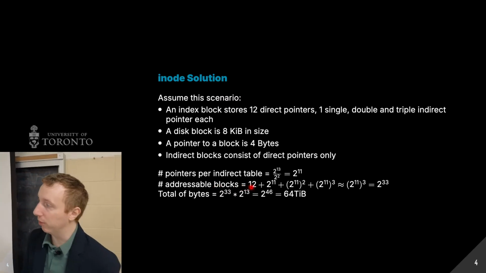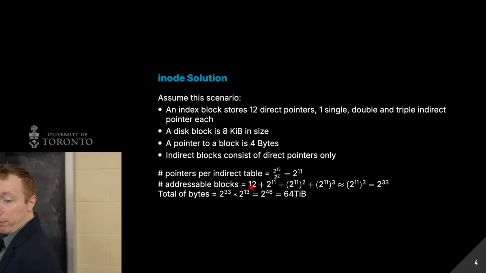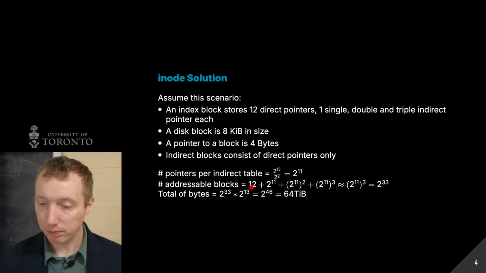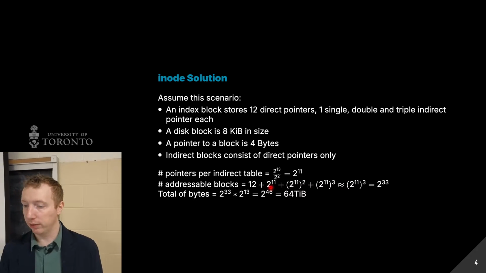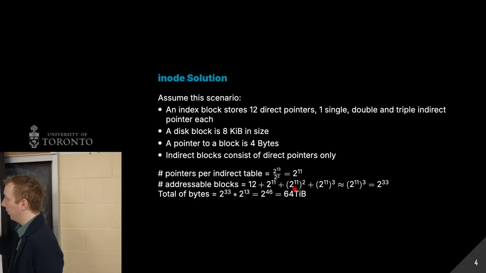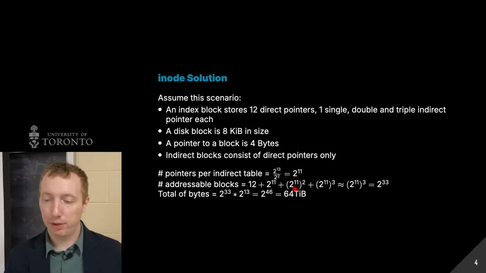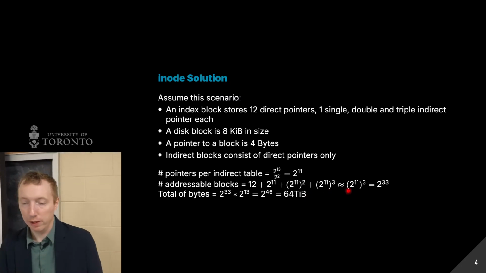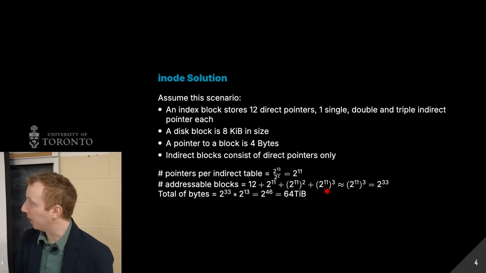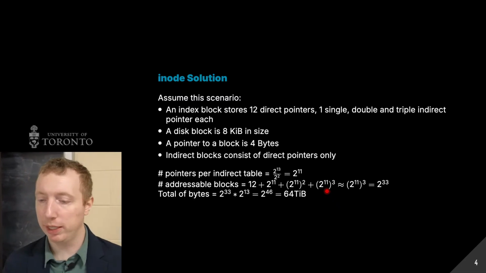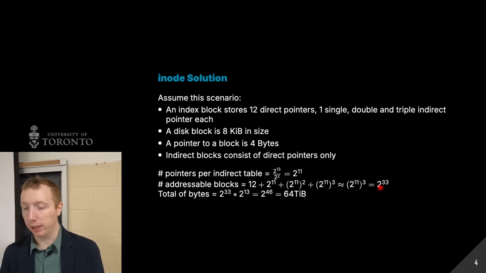So in total, given that scenario, the number of addressable blocks we can actually use for the file is: we can use 12 from the direct blocks, because they point directly to a block we can use for data. Then through the single indirect block, we have 2 to the 11. For the double indirect block, it's 2 to the 11 all to the power of 2. And for the triple, it's 2 to the 11 all to the power of 3. If we want to just estimate it, this term will dominate all the other ones. You can calculate it out if you want, but it will be approximately equal to 2 to the 33.